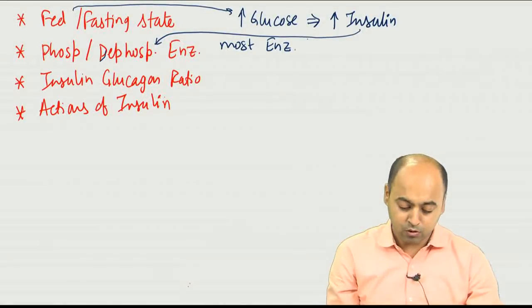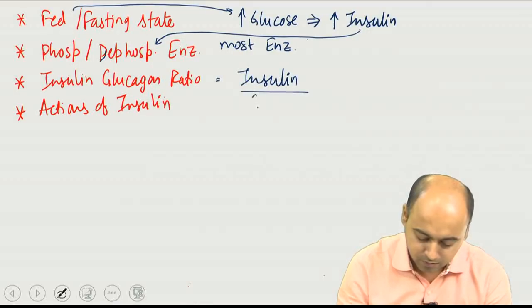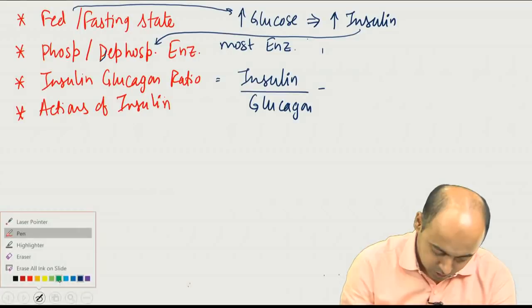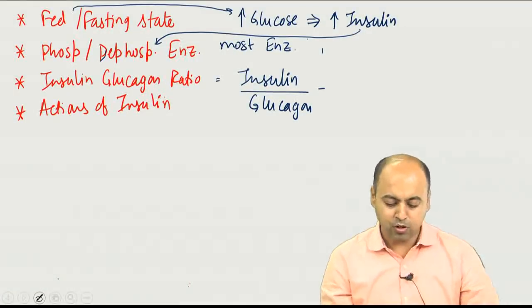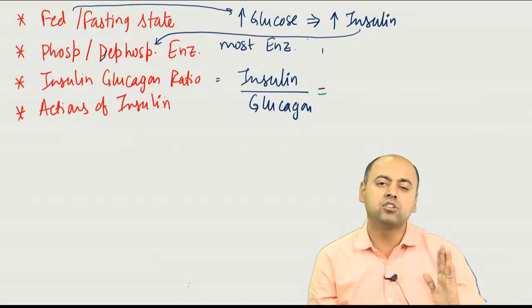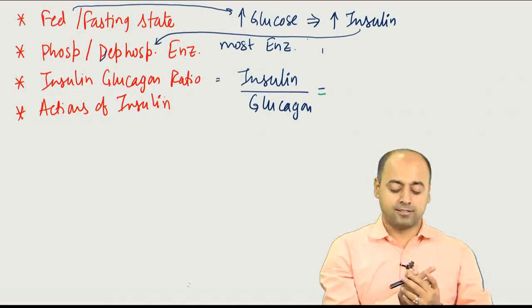Okay. Next we go to the insulin glucagon ratio. This is very, very interesting. Please watch very carefully. First, you have to understand that insulin and glucagon have a reciprocal relationship. If insulin increases, the glucagon will decrease. If insulin decreases, the glucagon will rise.